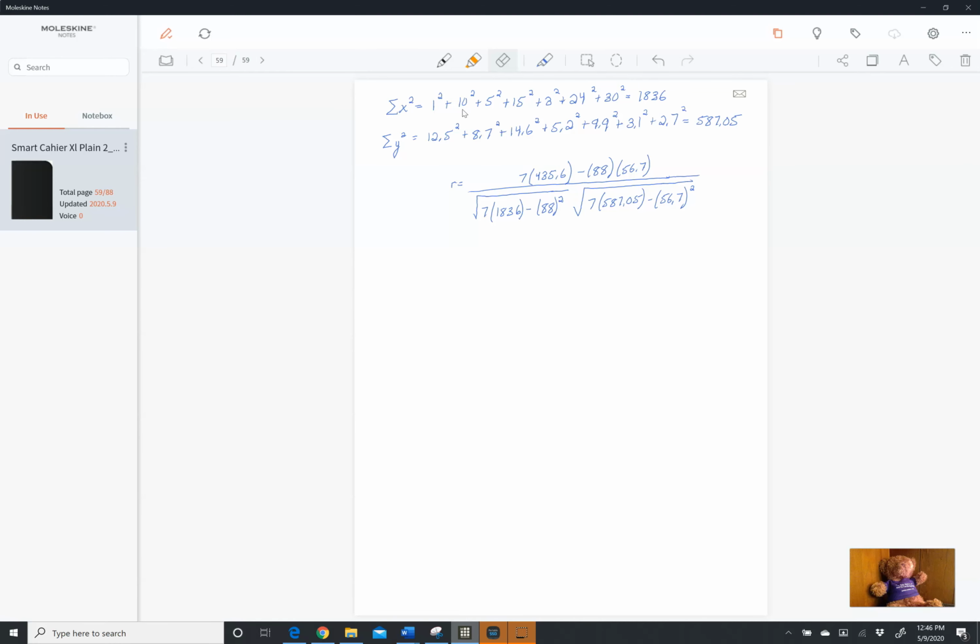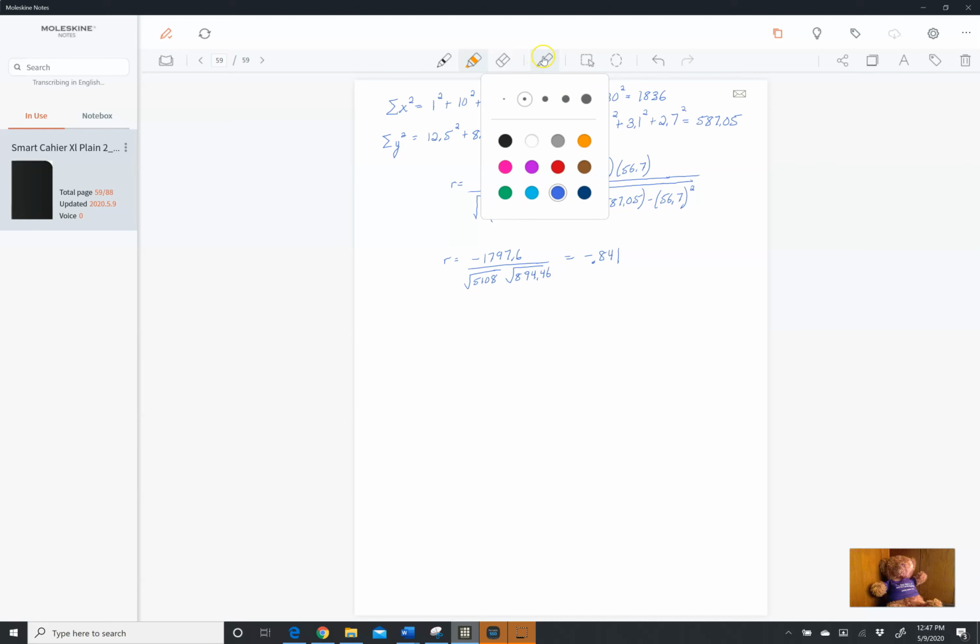Okay, and if you do a slow calculation for this, the top comes out to negative 1,797.6. And then the bottom comes out to the square root of 5108 times the square root of 894.46. And you get negative 0.841. So this is close to negative 1.